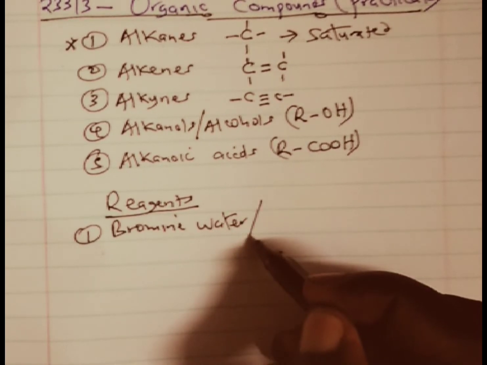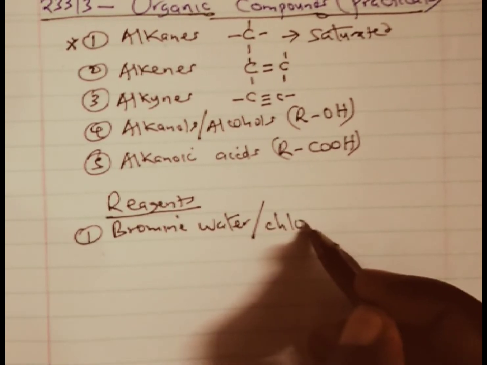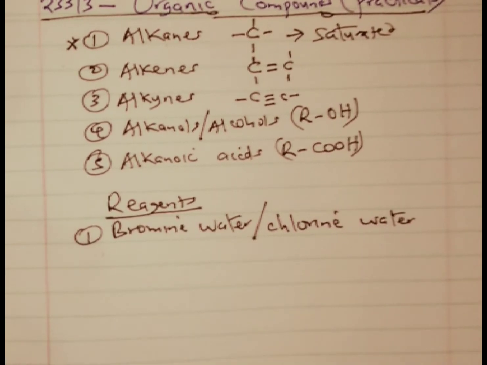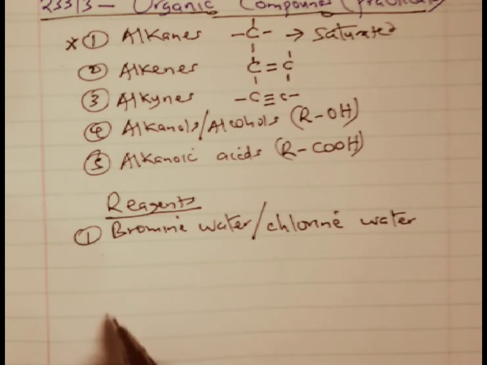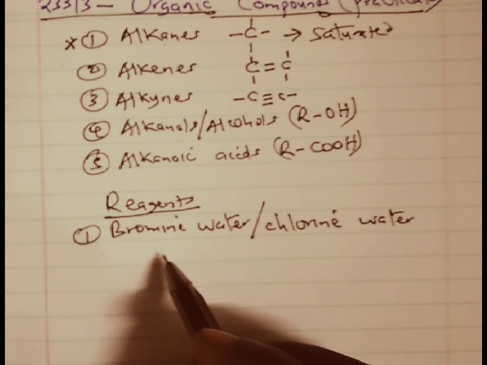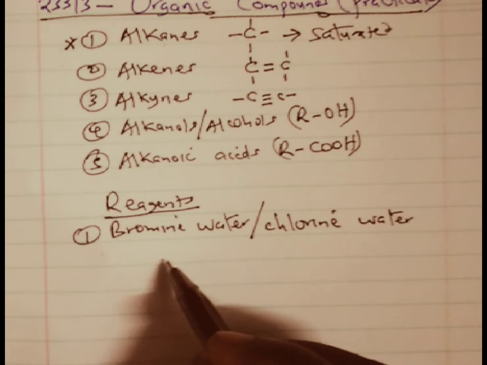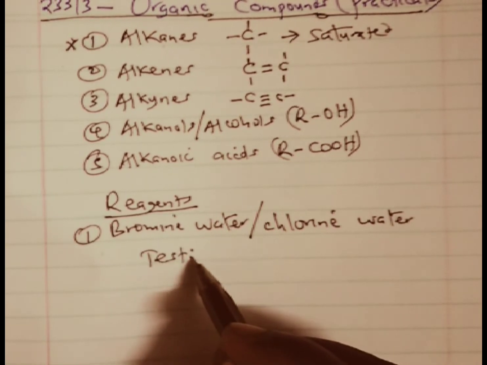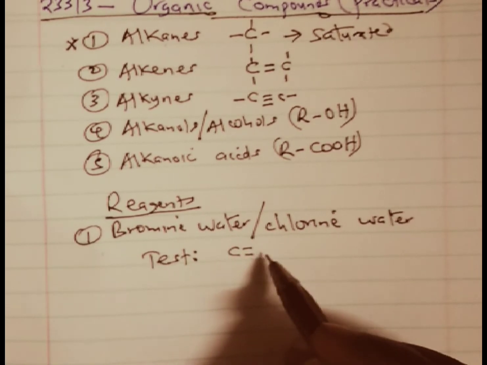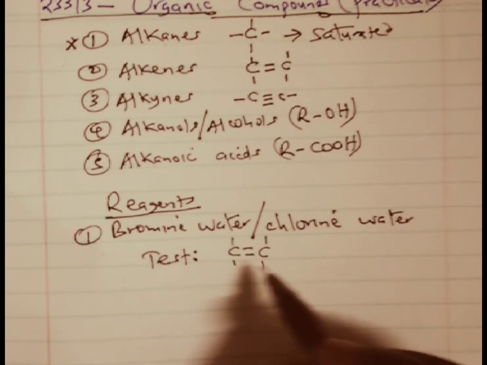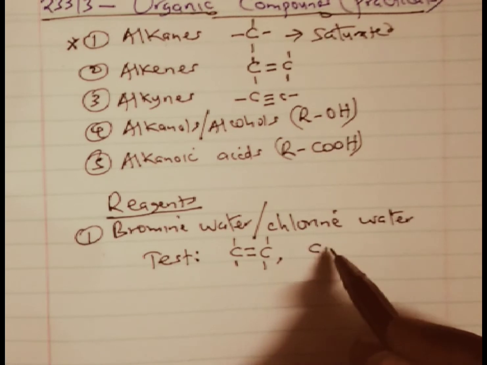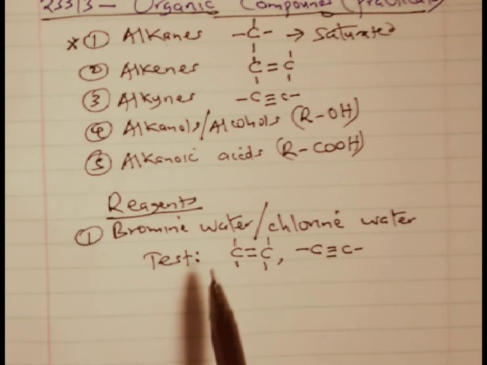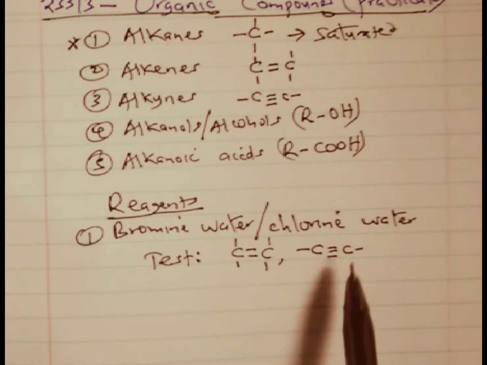If you don't have bromine water, we can use chlorine water. Chlorine water tests for these two organic compounds. That is, they test for the presence of the double bond. They also test for the presence of the triple bond. And we are looking at unsaturation in alkenes and alkynes.